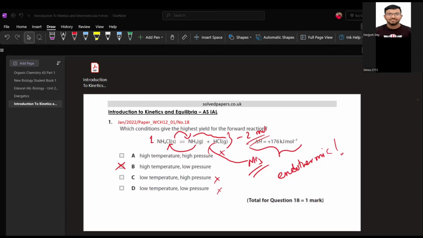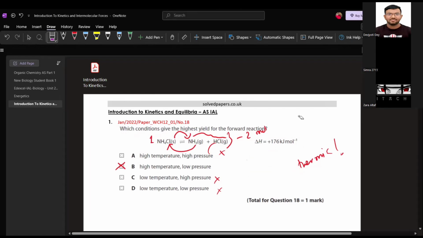Samya, can you hear me? Hello, Samya, can you hear me? Yes, sir. Okay, we're starting kinetics and equilibrium. ঠিক আছে?